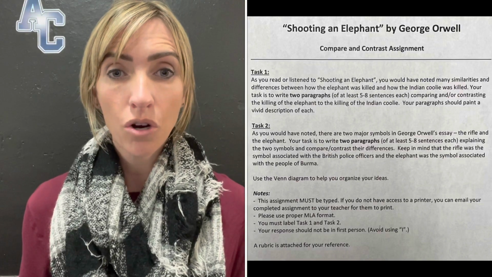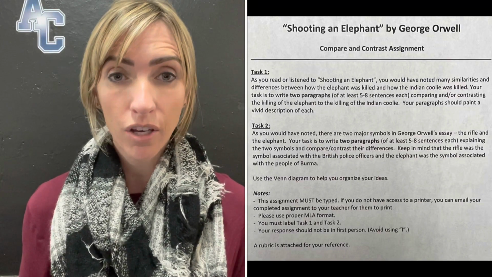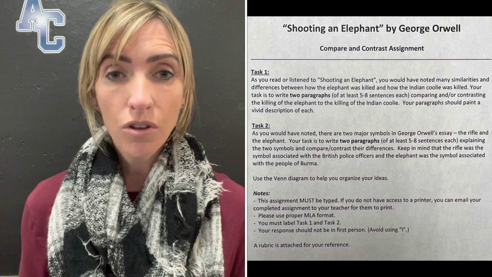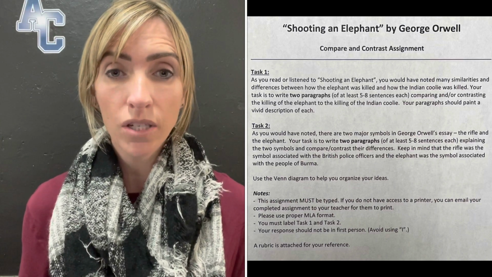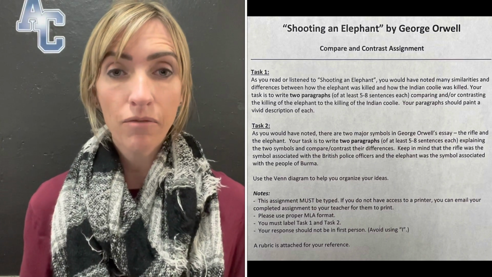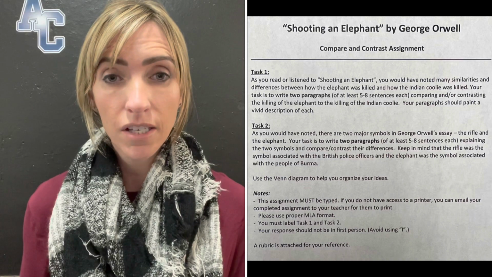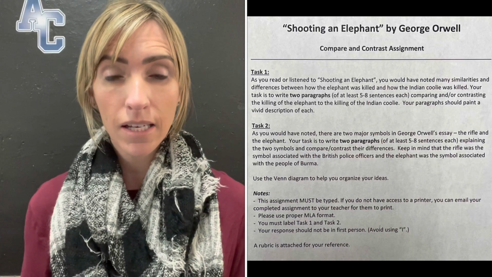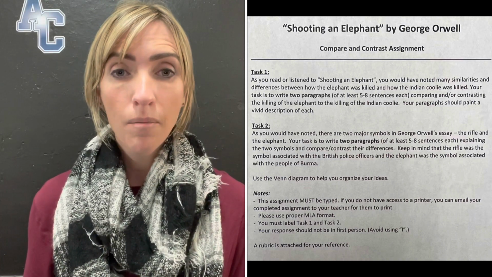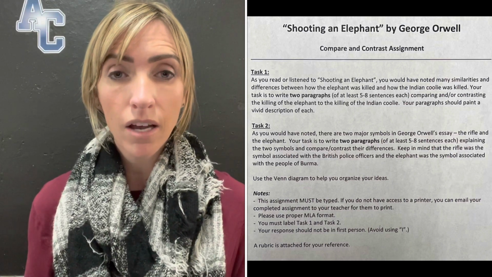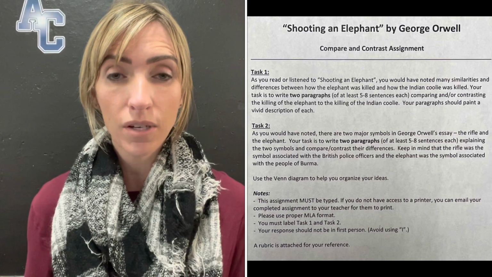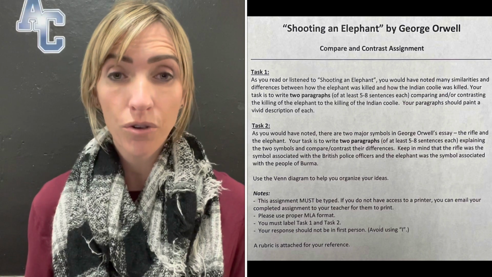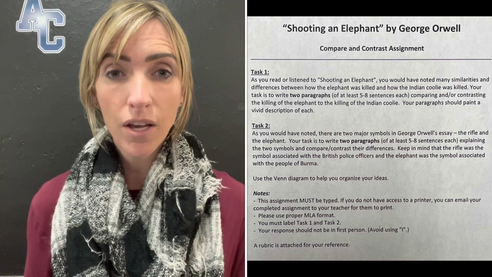When you do create your response, please do label part 1 and part 2 so that we know what we are reading and what we are looking for when we are doing our marking. Also, do your best to type it out and use proper MLA formatting. You do not need a thesis statement for this because it is just a basic response. But please do try to have some kind of hook at the beginning to entice your teacher or your reader to be interested in what you are writing about.